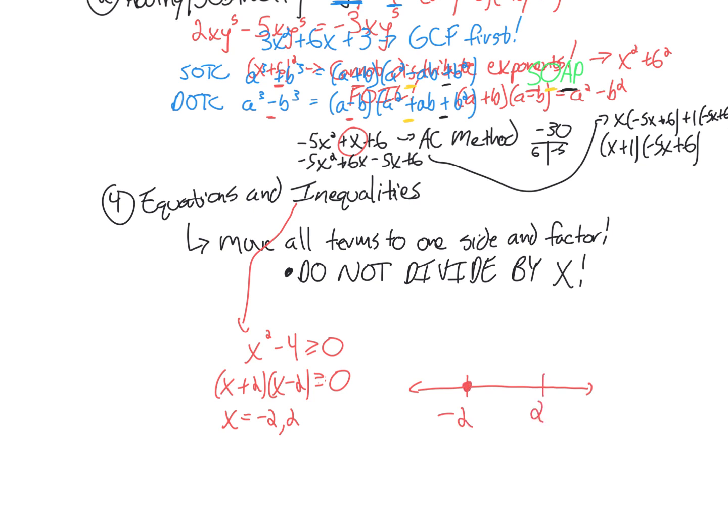Since it's greater than or equal to 0, we have closed circles, and then I tested those intervals. For example, I plugged in a value like 3 and saw if it made this inequality true. And it does. If I plug in 3, I get 3 squared minus 4 is 5. That's greater than or equal to 0. So that means this inequality works. You can put a check, you can put a plus, whatever makes it easier for you. And when you plug in values between negative 2 and 2, you'll find that you get negative values.